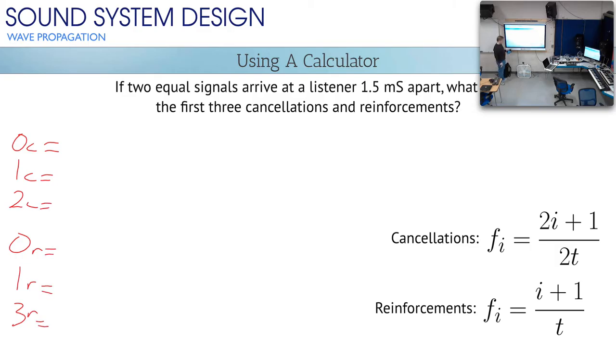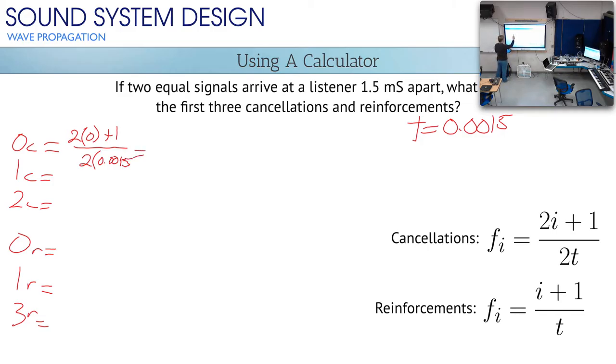What is T going to be in this scenario? 1.5 milliseconds. If 1 millisecond is 0.001, then 1.5 milliseconds would be 0.0015. Everybody understand that? Can you get that? Okay, so that's T. So let's plug this in now. For the first cancellation, this is going to equal 2 times 0 plus 1 divided by 2 times 0.0015.